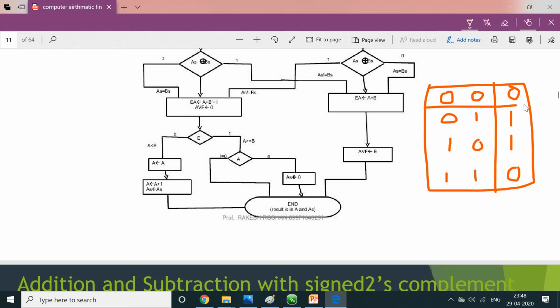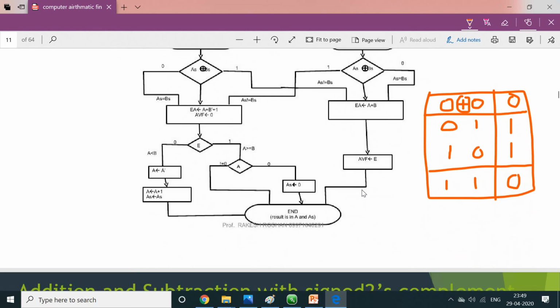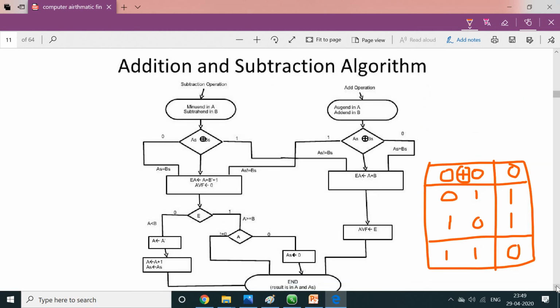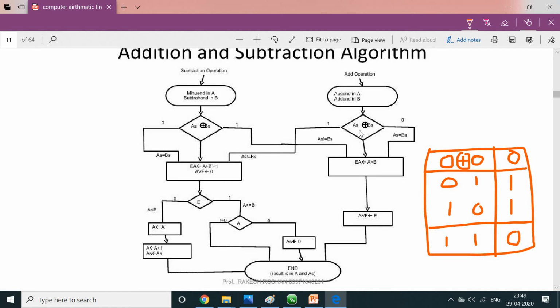That means we are going to observe here, if both inputs are the same, the XOR operation gives 0. 0 XOR with 0, output equal to 0. 1 XOR with 1, output equal to 0. 0 XOR with 1, the output equal to 1, like this. If AS and BS are both zeros, that means both are positive numbers.